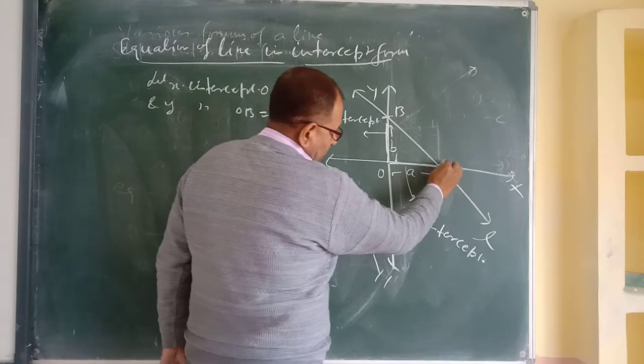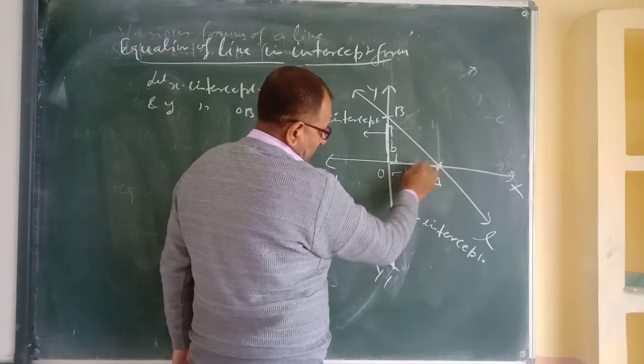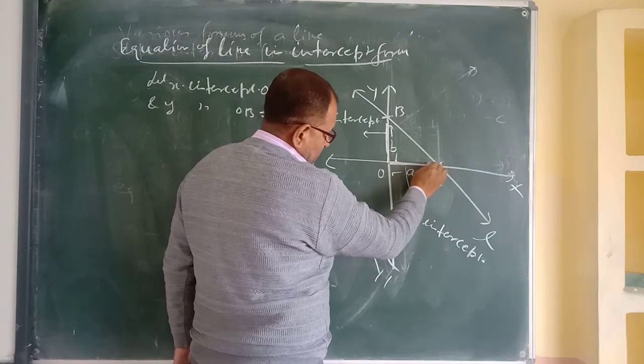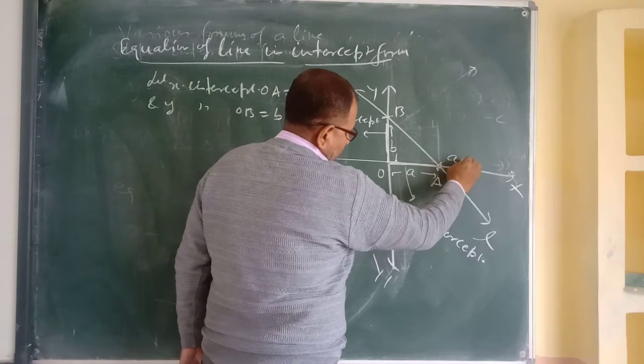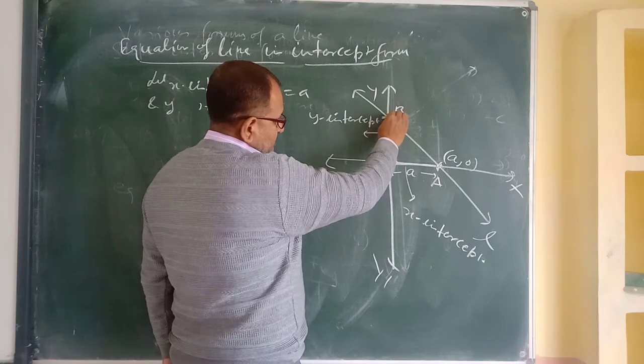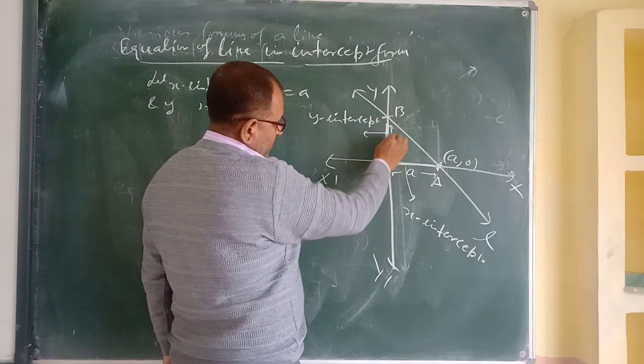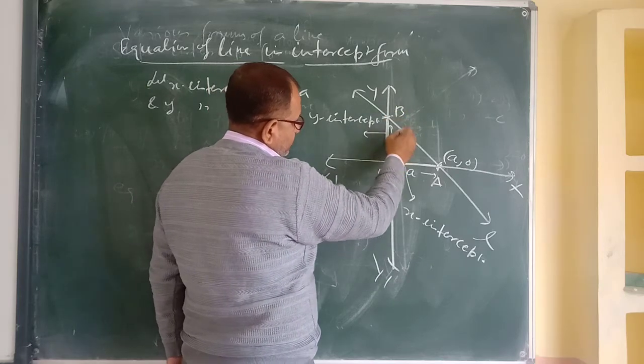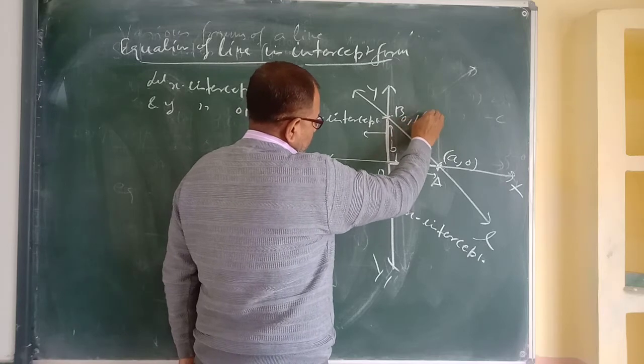So what will be the coordinate of A? Point A lies on the x-axis, OA distance is a units, so its coordinate will be (a, 0). B lies on the y-axis, so the x component is 0 and the y coordinate is b, so it is (0, b).